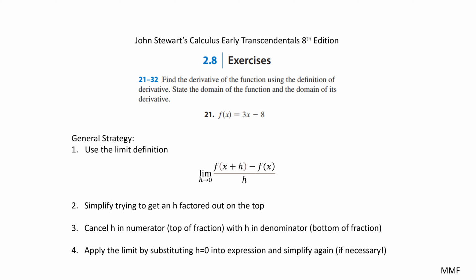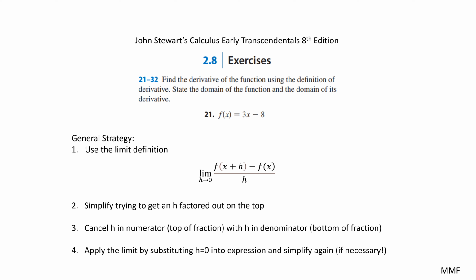Hello there. This is question 21 from section 2.8 of James Stewart's Early Transcendentals. Basically, this question is about using the limit definition of a derivative in order to find a derivative. So I'm just going to go over the general strategy here, and then I'll solve the problem for us.